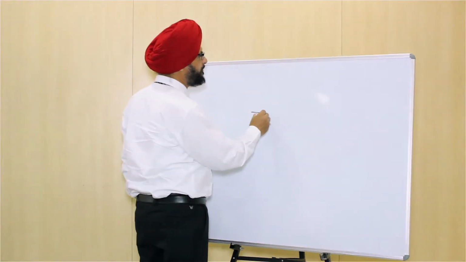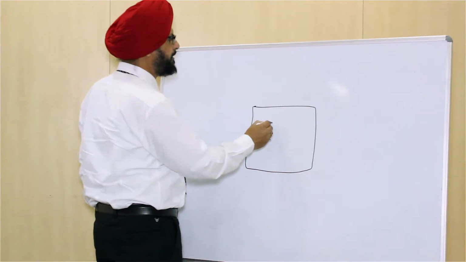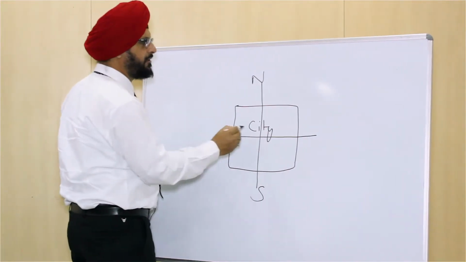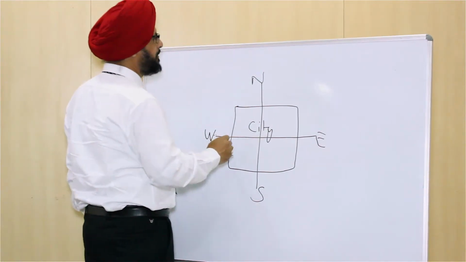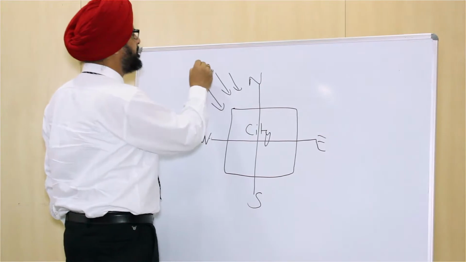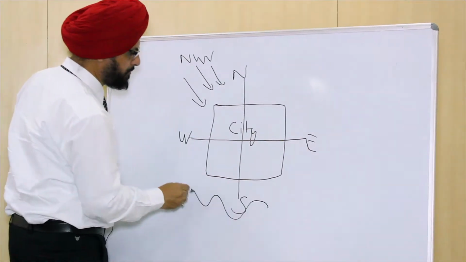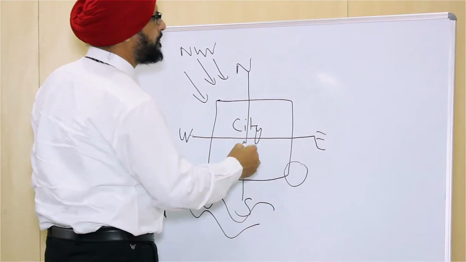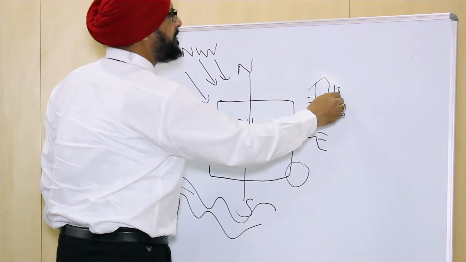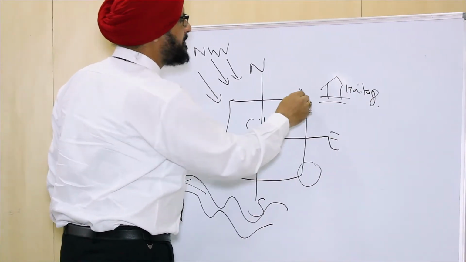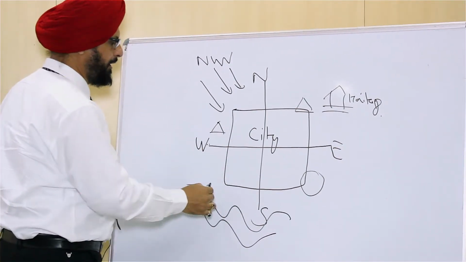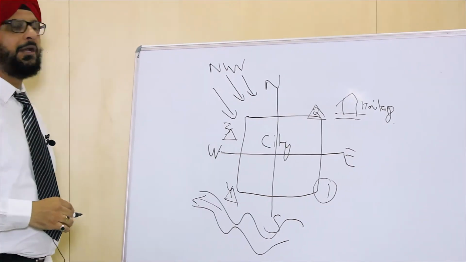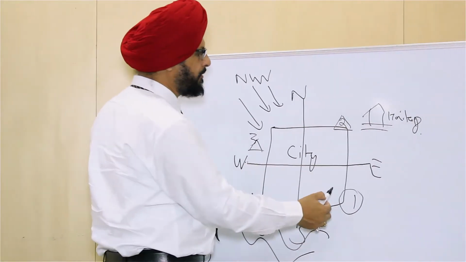Now suppose you are doing EIA for a solid waste project, and this is the city. North direction, south direction, east direction, west direction. The wind blows from the northwest direction. There is a small river here which flows in this direction. Now you have selected a site here. There is a temple here which is a heritage building. Your one site is here, your one site is here, and your one site is here. 1, 2, 3, 4.